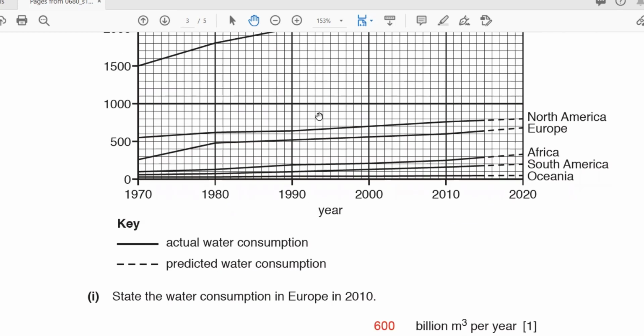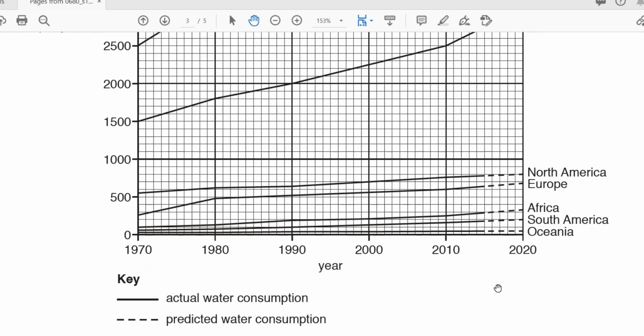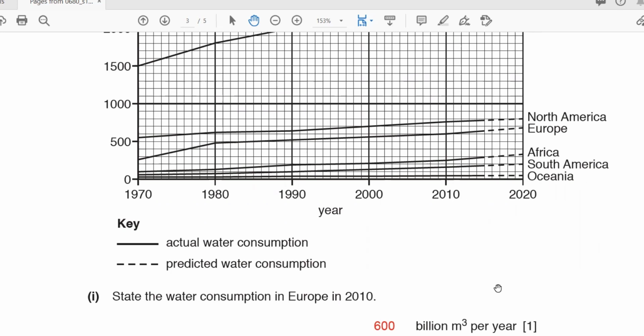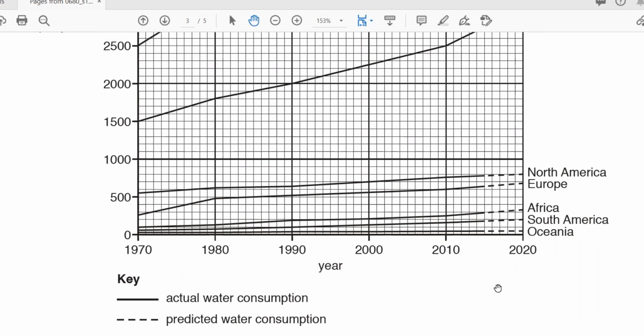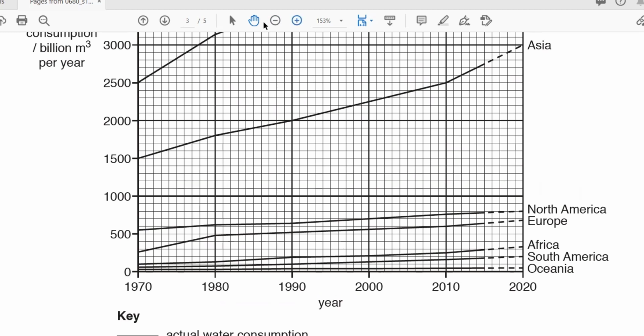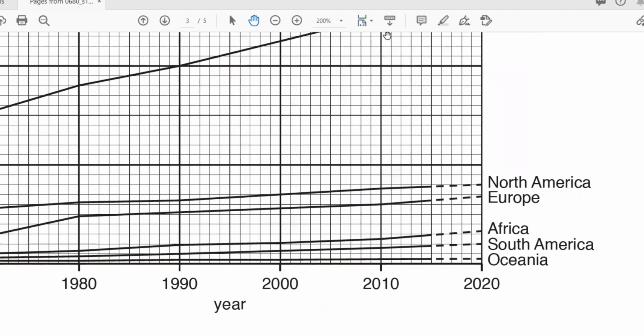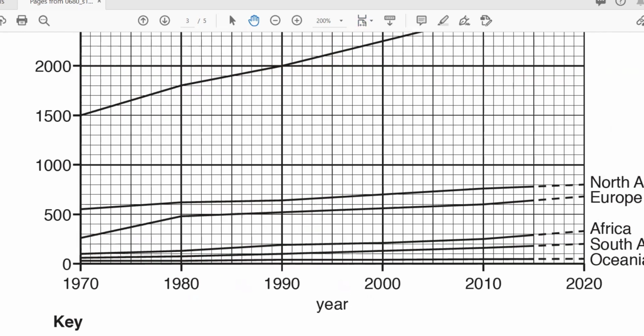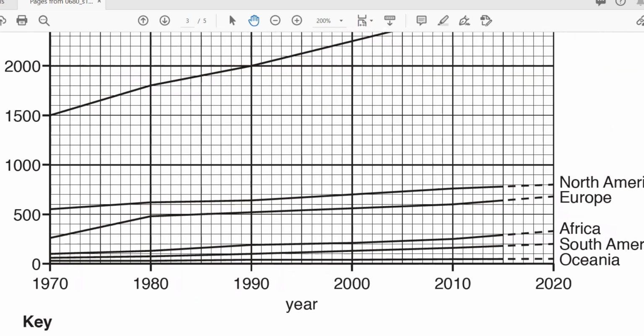Compare water consumption in Asia with that in North America from 1970 to 2020. See, which you have to compare. You have to compare Asia with North America. So you can see, yes, in Asia it's much more. Also, in Asia it increases over the years, but in North America it doesn't increase as much as in Asia.